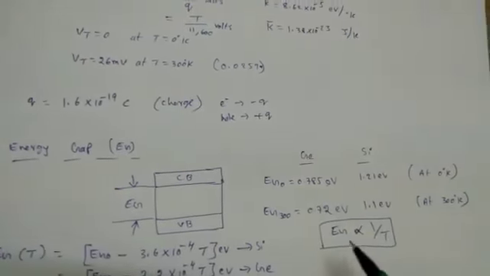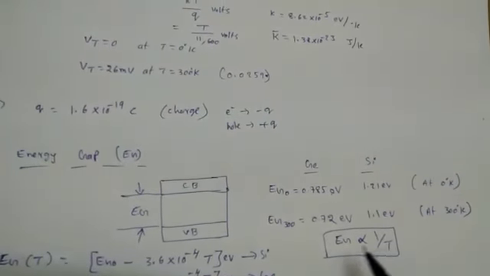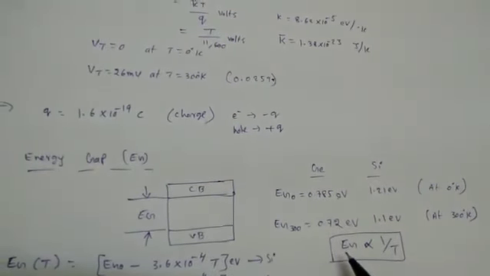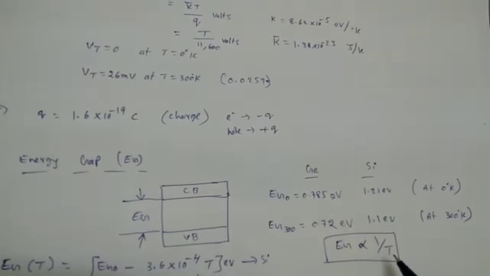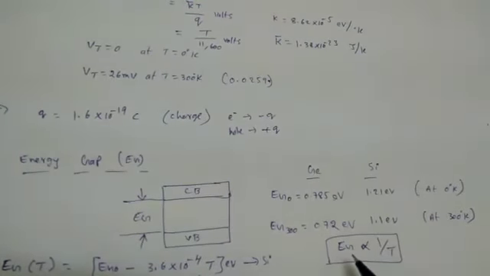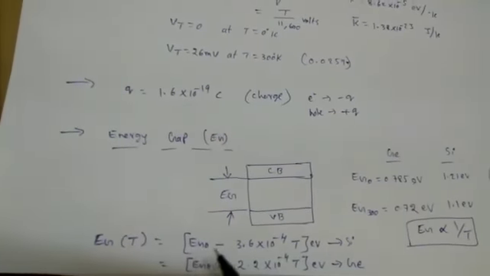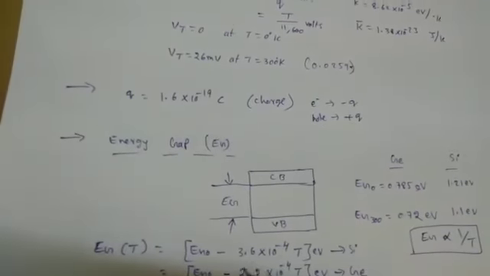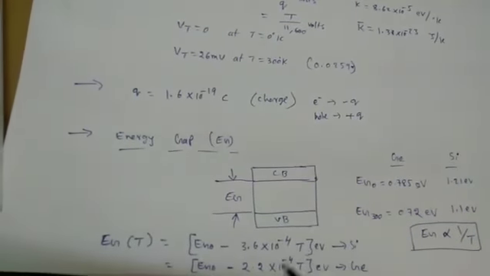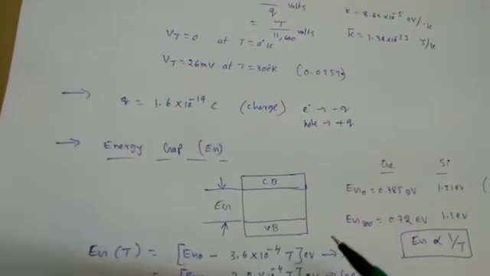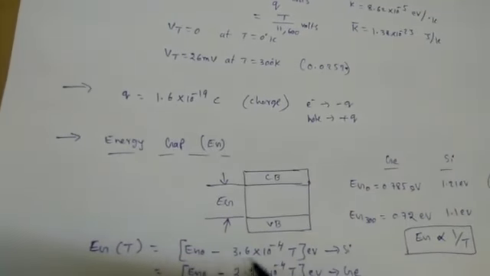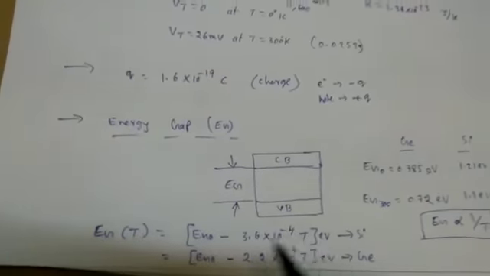Sometimes they may ask, if temperature is increasing, what happens to the energy gap? The energy gap is inversely related to temperature. If you increase the temperature, the energy gap will decrease. For that I need these two expressions. Suppose you are asked to find the energy gap of silicon at 200 degree Kelvin. If you use this formula, you can directly get that energy gap.